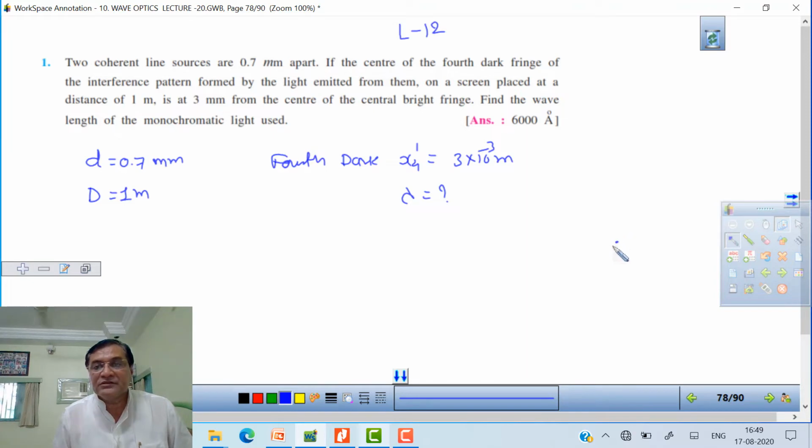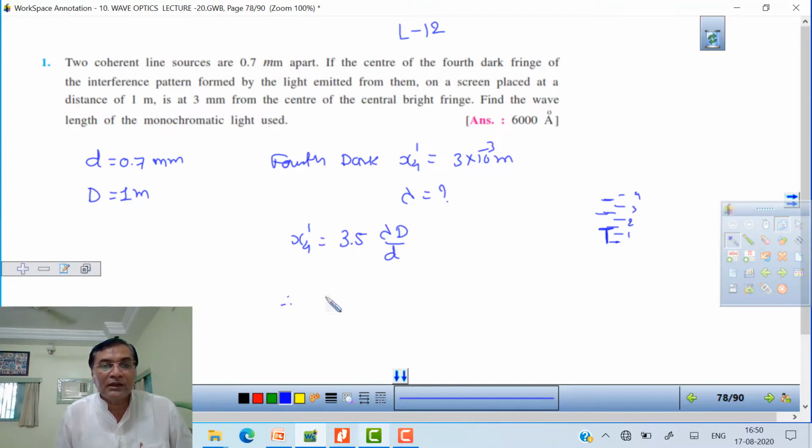So if the center is here, then this is dark, then bright, then dark, bright, dark, bright, dark. So 1, 2, 3, and 4. Okay. So how much distance actually? So this is 1, 2, and 3. So the distance is 3 lambda D upon d plus half. So x4 prime is equal to 3.5 lambda capital D upon small d. This is the best way to find this. Otherwise you can use the formula also. But drawing it this way is better.